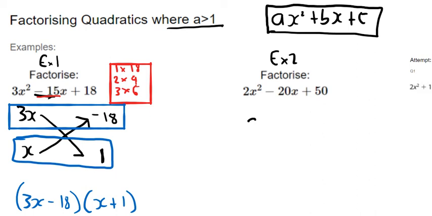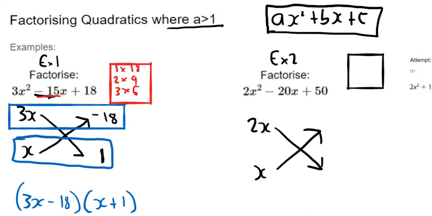Example 2 here, so I'm going to put down a 2x and an x. I'm going to draw my cross again like this. So it's 50 here, so is the number in the end, so I'm going to list factor pairs of 50. So 1 multiplied by 50, 2 multiplied by 25, 5 multiplied by 10.